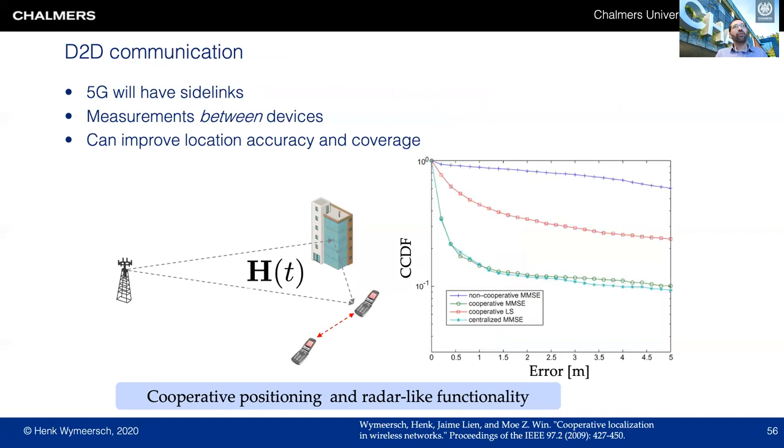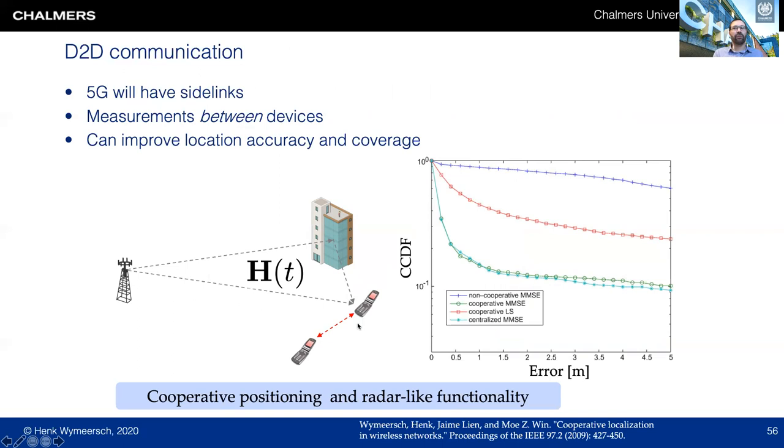We will have device-to-device communication. So here's a figure of two phones where one of them is connected to the base station, the other one is not. If the first phone that is connected to the base station can be localized, it can help the other guy to be localized by a device-to-device link. And this is known as cooperative positioning. And this can also provide a radar-like functionality even when there's no base station available for relative positioning.